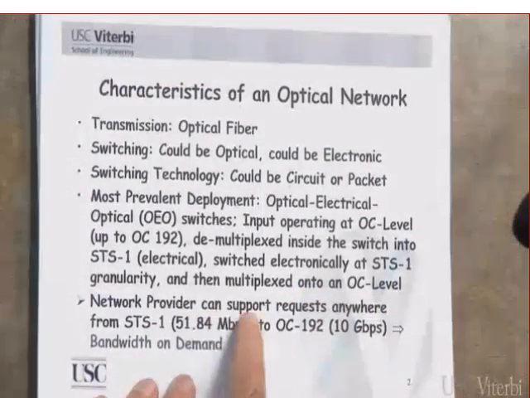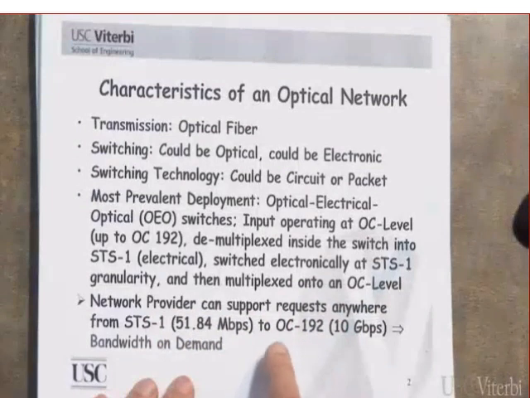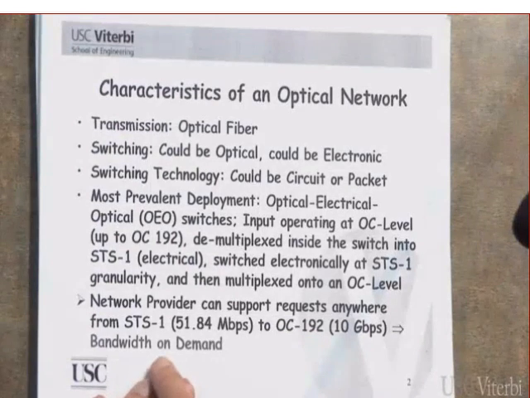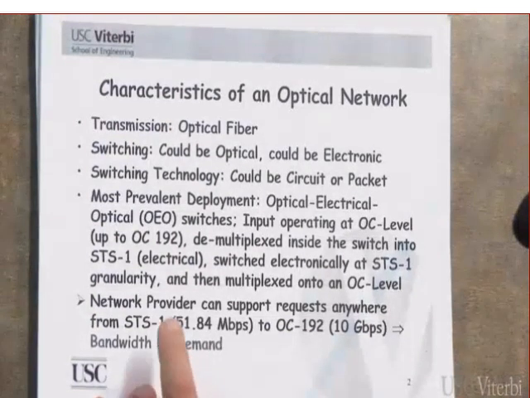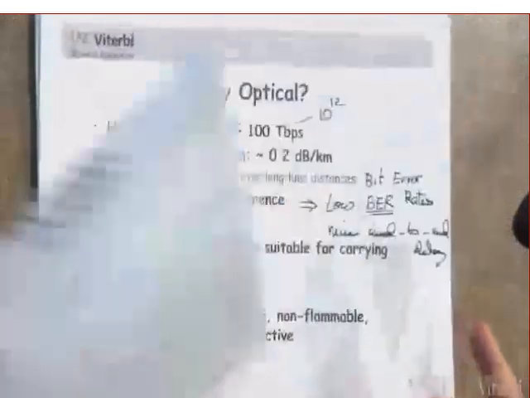Network providers can support requests anywhere from the STS1 level to OC-192. Again, as I told you, work is being done to increase the 192 all the way to 768, which is 4 times that much. The bandwidth is assigned on a per-demand basis. The more bandwidth you ask for, the more of these you will be getting, as I will show you in just a second.